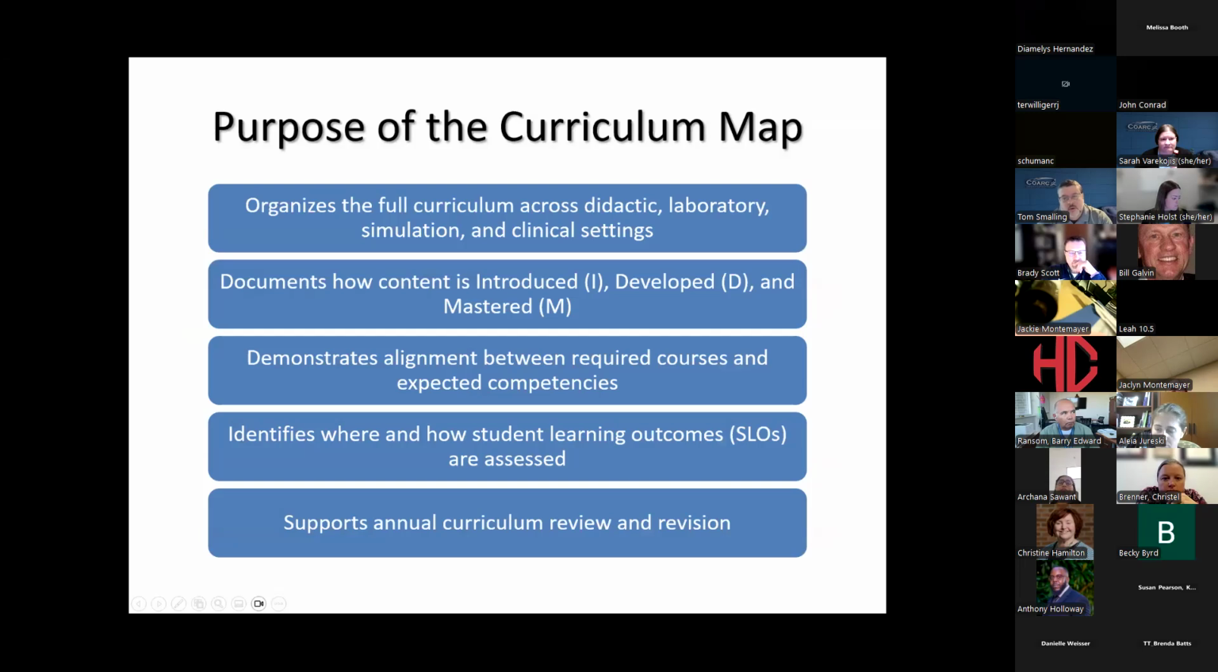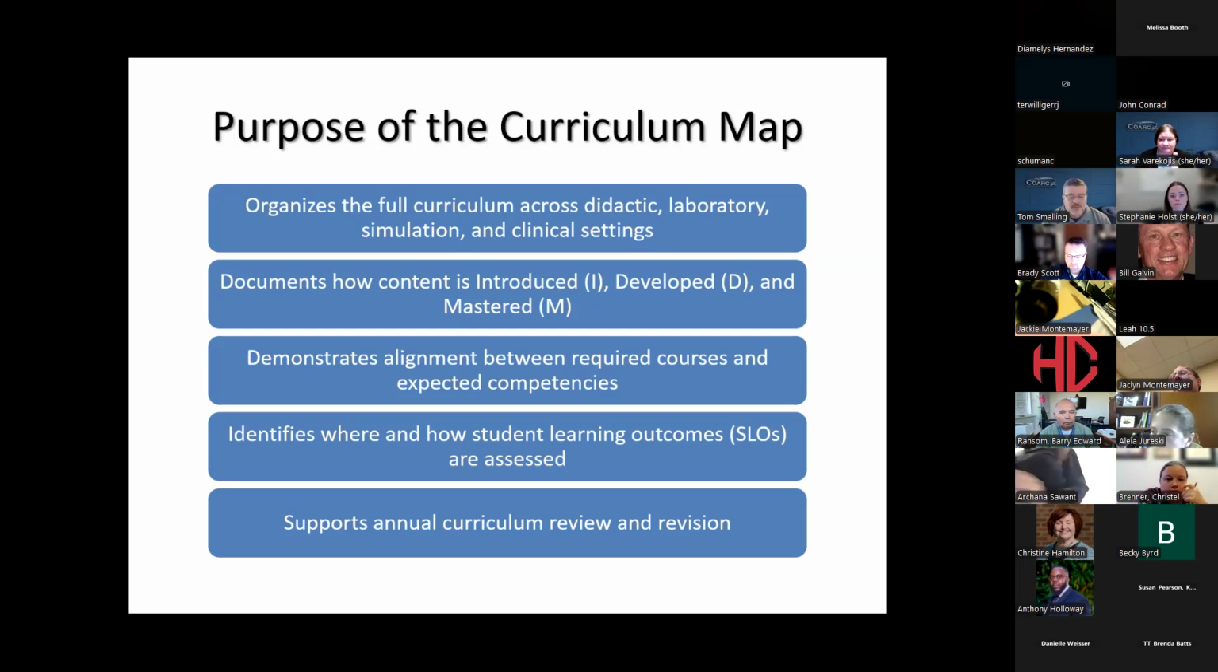So the purpose of the curriculum map, like most maps, is that it organizes into didactic, lab, simulation. Now you're going to see that term used a lot more because the COARC standards now have a lot more about simulation. It is not an adjunct anymore. It is a necessary and integral part of the standards. So you will see that mentioned a number of times when you get to see the standards. So lab, simulation, clinical environments, didactic, all those need to be integrated and organized. That's what a map does.